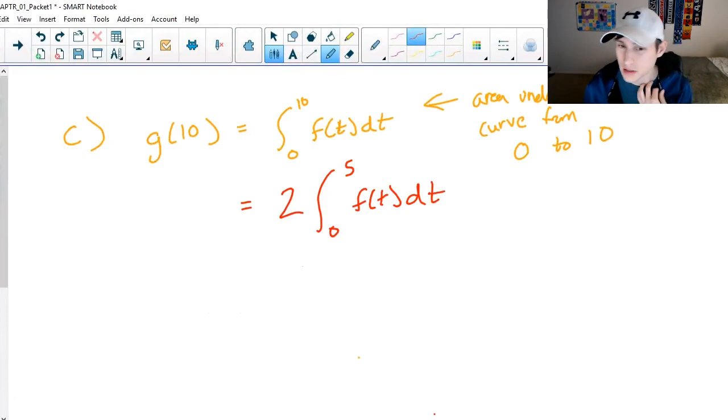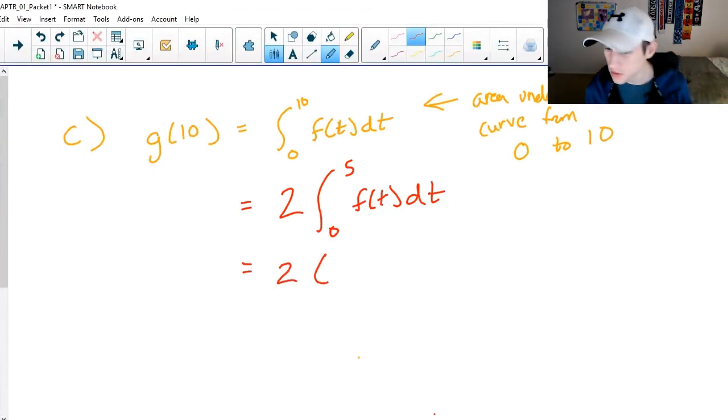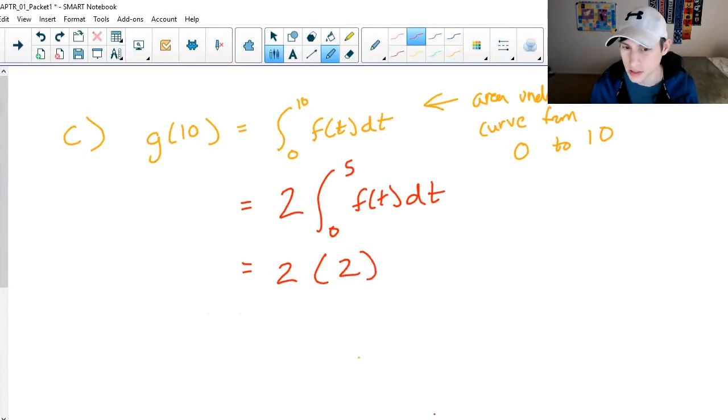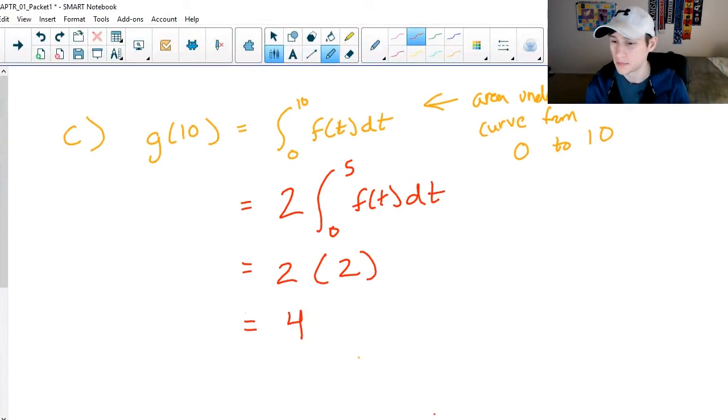That'd be the same thing if I just looked at the integral from 0 to 5 and then multiplied it by 2. But we already know that the integral from 0 to 5 is also 2 because the problem told us. Or if the problem didn't tell us, we could have still just calculated the areas using area formulas. So g of 10 is 4.